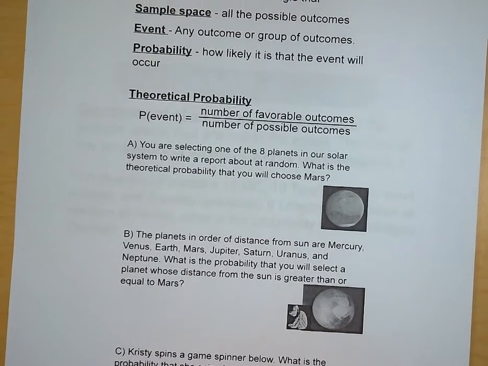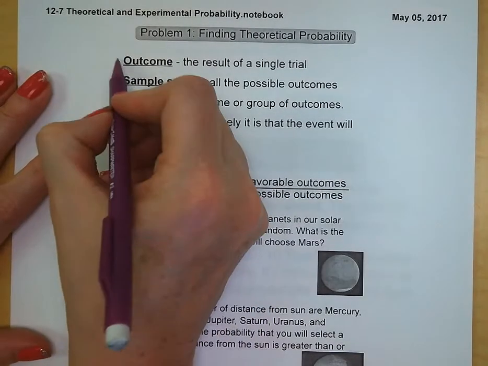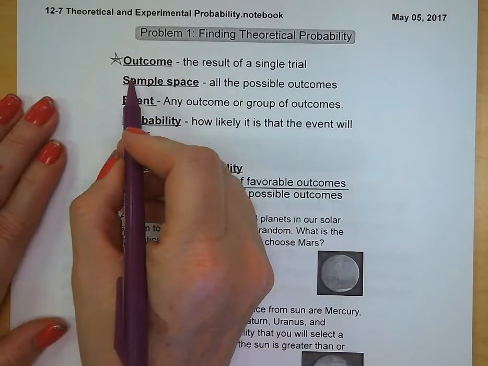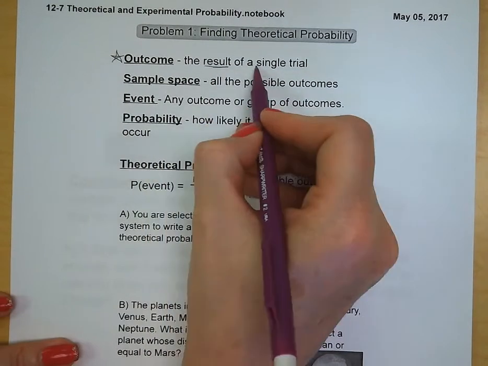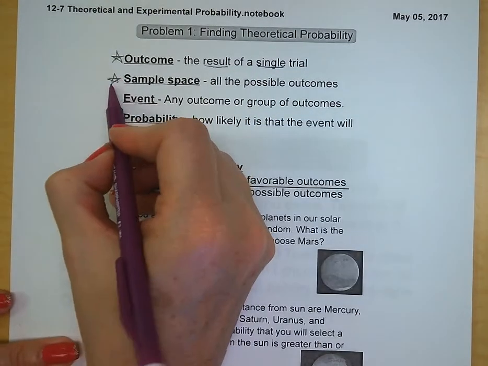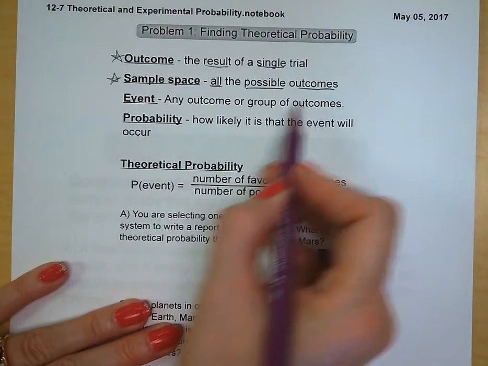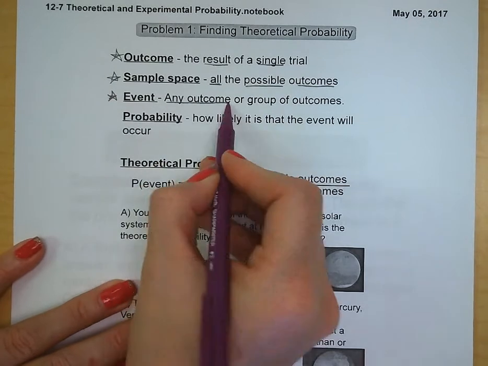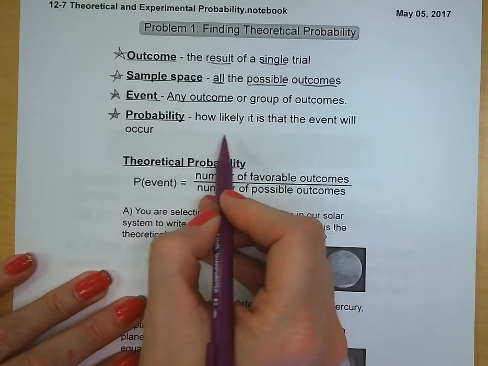So, problem number 1, finding theoretical probabilities. These are a couple definitions we need to take a look at. First off, we have the outcome, which is the result of a single trial. We have our sample space, which is all of the possible outcomes, anything that could possibly happen. The event is any outcome or group of outcomes. And the probability is how likely is it that that event will occur.